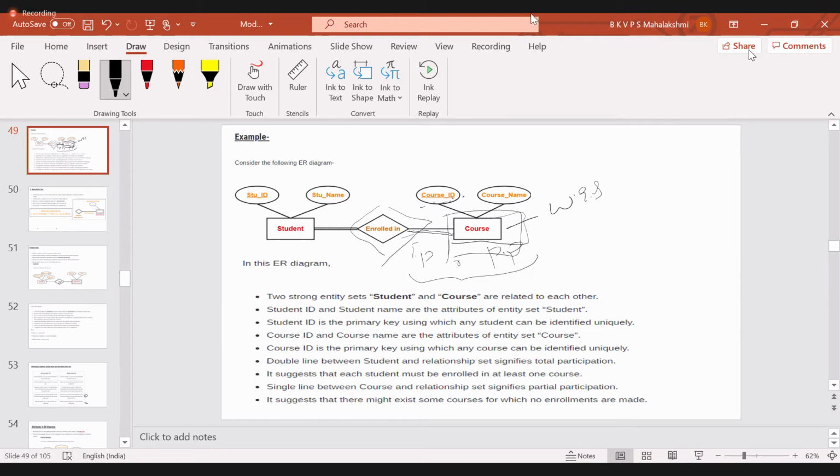Understand? Roll number 8. Yes, ma'am. Okay.